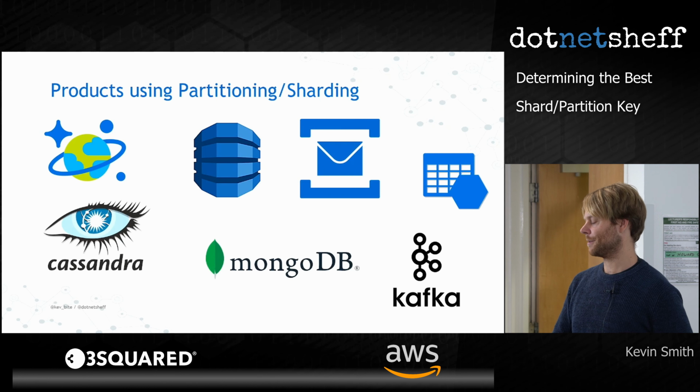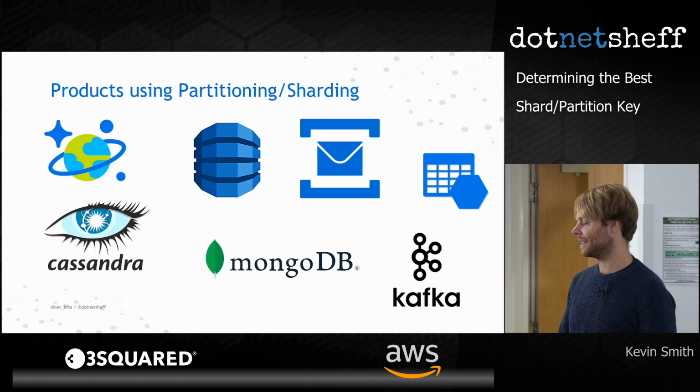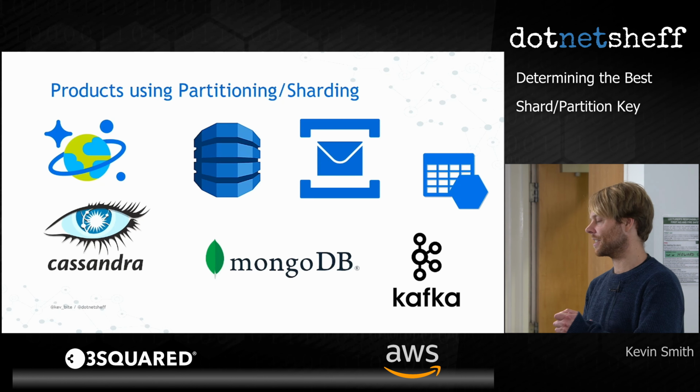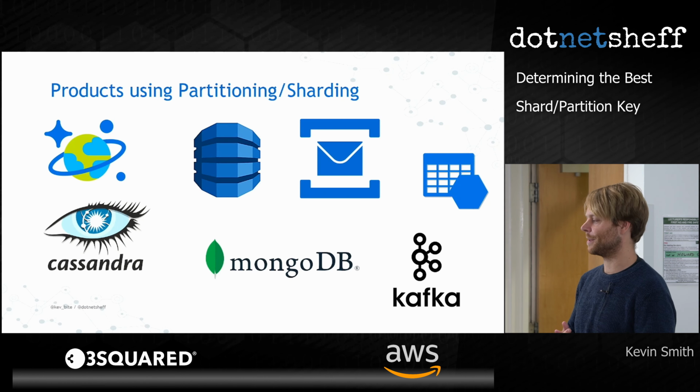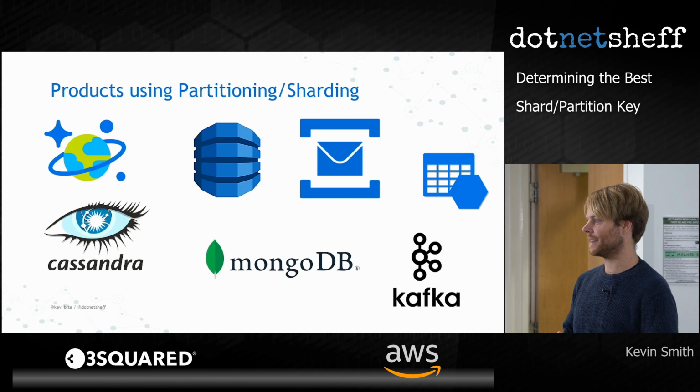So it's probably easier to show you a picture, but these are all the products which I threw together on a slide. So we've got Cosmos DB, Cassandra, DynamoDB, Azure Service Bus, Kafka, table storage, MongoDB, loads and loads of products that use partitioning and sharding, and they're all a bit different from each other. And we'll go into that in a minute. But the concept is the same for them all, and you have to think about similar things for them all as well.